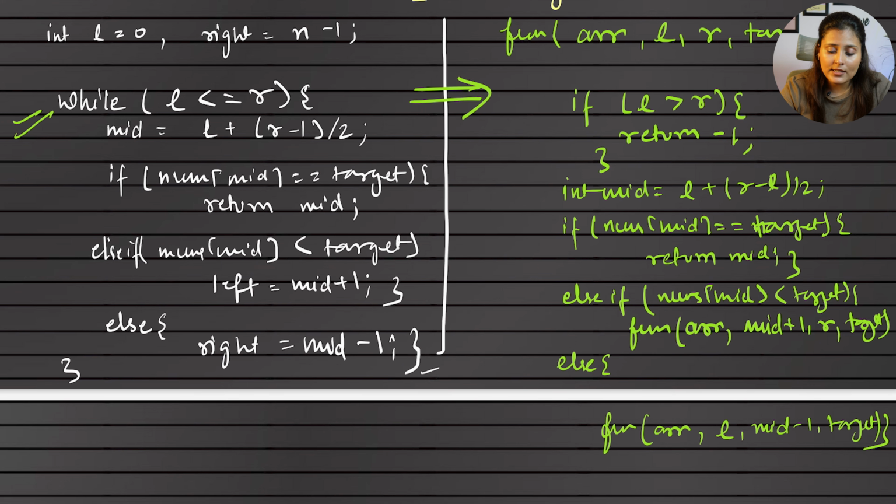Okay, and this code is also taking logarithmic of n time complexity, and the other code is also taking the same time complexity. But the only difference is in the space complexity. Why? Because here you are not taking any extra space, but in the recursive code it internally uses a stack to save all the recursive calls. That is basically taking extra space.